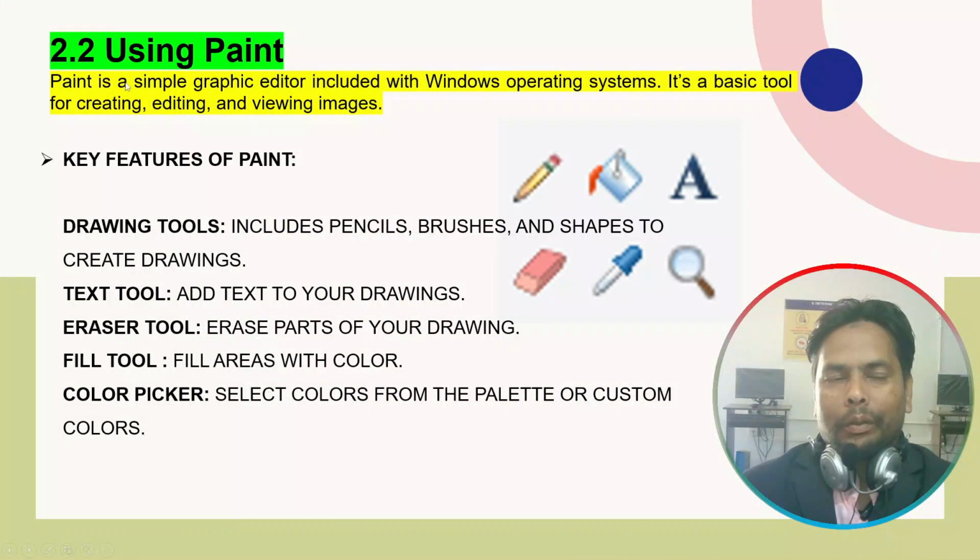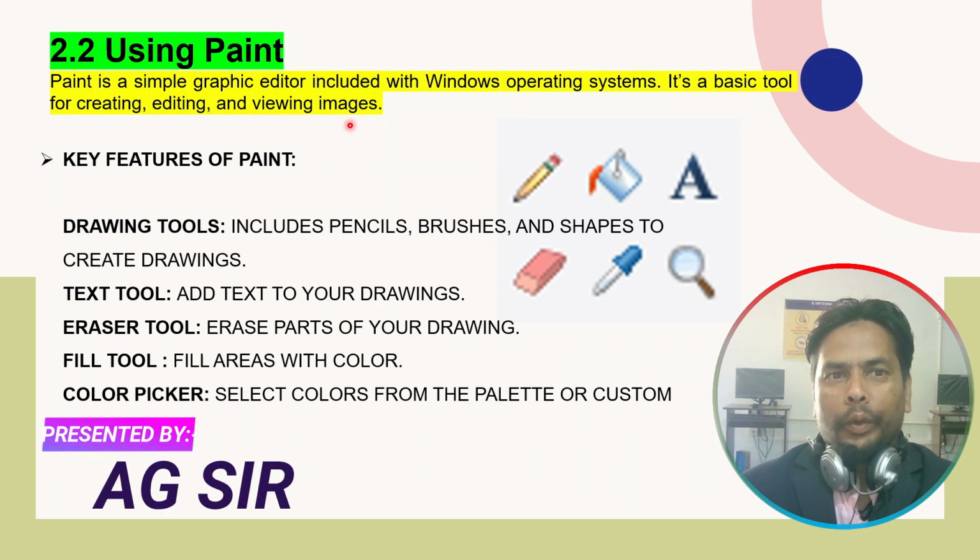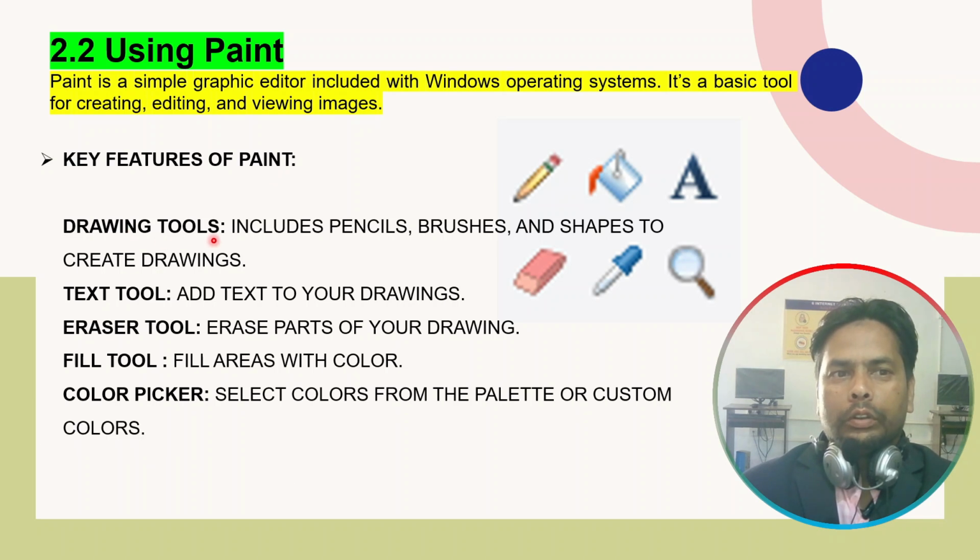Using Paint. Paint is a simple graphic editor included with Windows operating system. It's a basic tool for creating, editing, and viewing images. Key features of Paint: drawing tools includes pencils, brushes, and shapes to create a drawing.